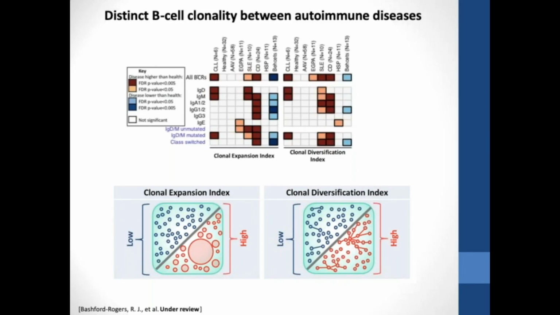The second clonality index is a clonal diversification index, which essentially looks at the unevenness of the number of unique VDJs per clone. So this is irrespective of the number of RNA molecules that we pick up per unique VDJ. And it's essentially a measure of somatic hypermutation across the whole population of cells. And again, we get a different but also interesting pattern of clonal diversification indices across the different diseases, specifically with EGPA, lupus, and Crohn's, again, being more clonally expanded.